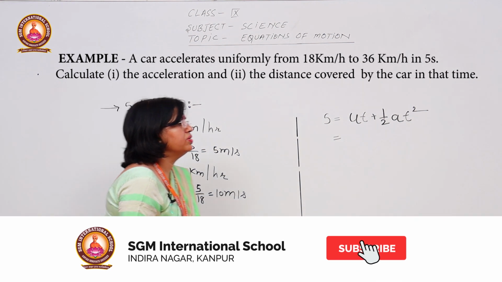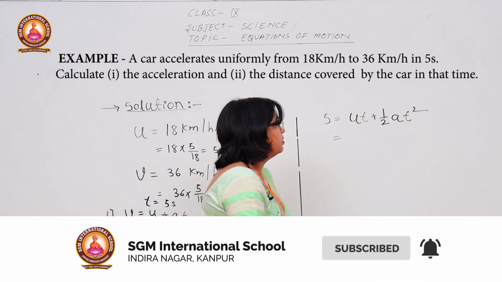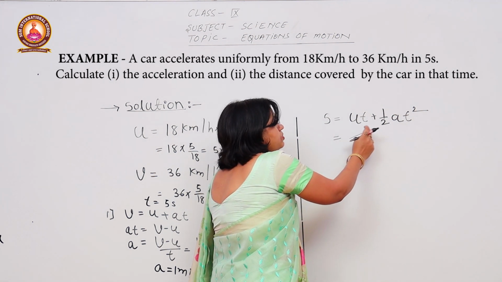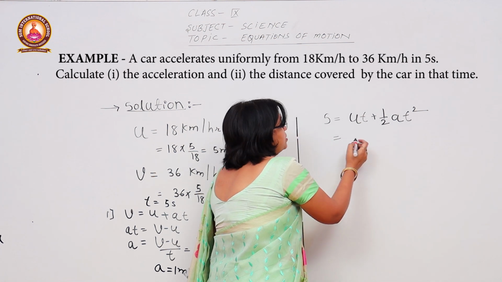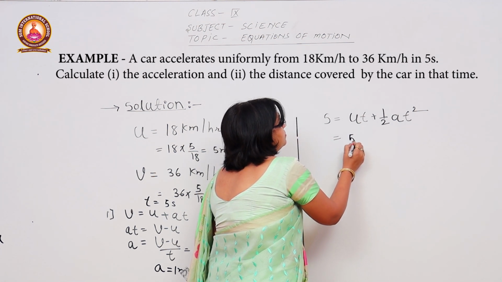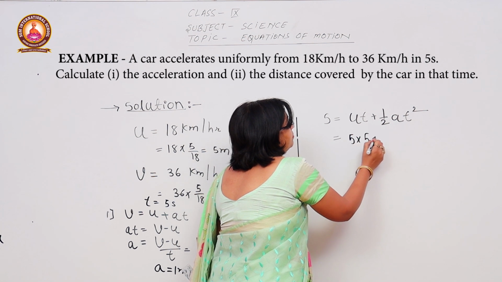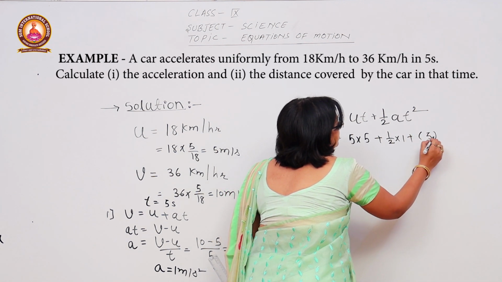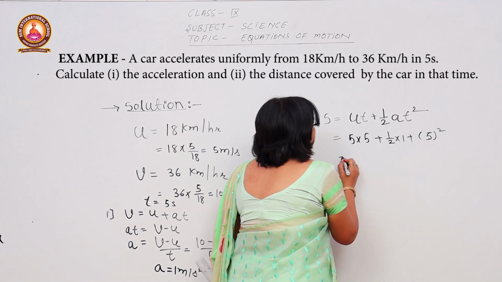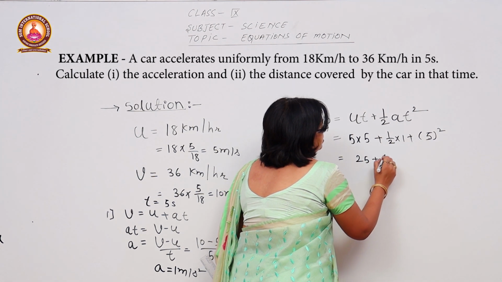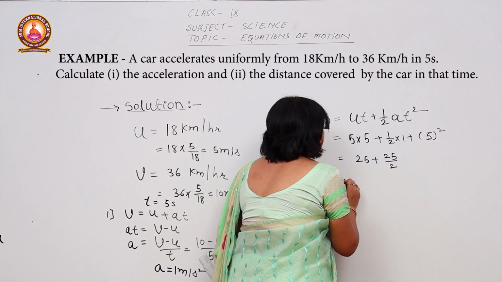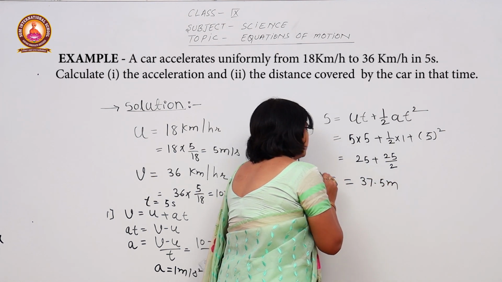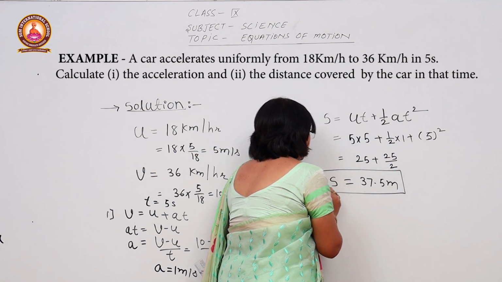Second, we have to find the distance covered by the car. For that purpose we take the second equation of motion. S is equal to ut plus half at square. U is equal to 5 meter per second, time t is 5, plus 1 by 2, acceleration 1, into 5 square. If you solve this numerical, that is 25 plus 25 by 2, which is nothing but 37.5 meter. Distance covered by the object is 37.5 meter.